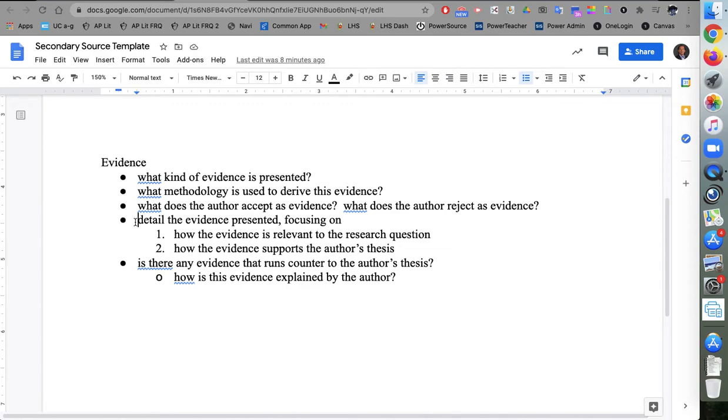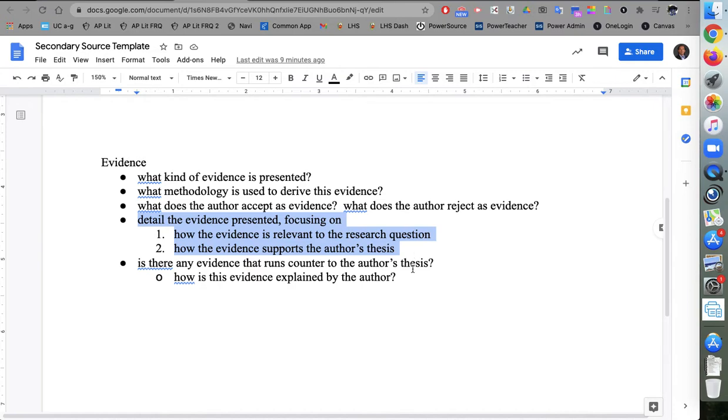This section down here is a really important thing to focus on. When you're focusing on the evidence, you always want to try to keep in mind how the evidence supports the author's research question, or how the evidence relates to the question and supports their thesis. How the evidence is relevant to the question and supports the thesis.